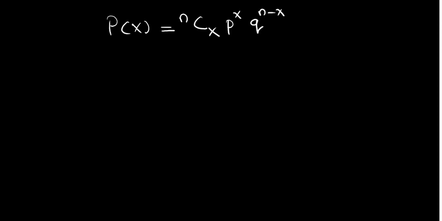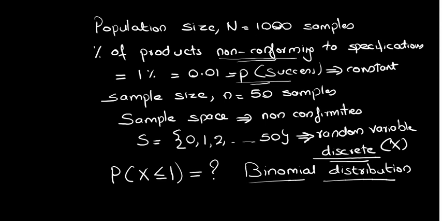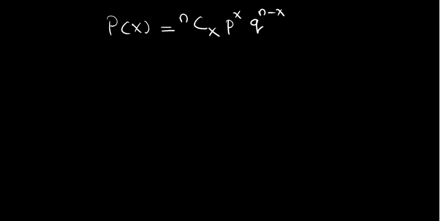And here p is given, so q is also known. The p is 0.01, so q is also known, it is 0.99. Why? Because q is 1 minus p. p plus q should be equal to 1. The sum of the probabilities, probability of success plus probability of failure, should be equal to 1. So this information also we have.